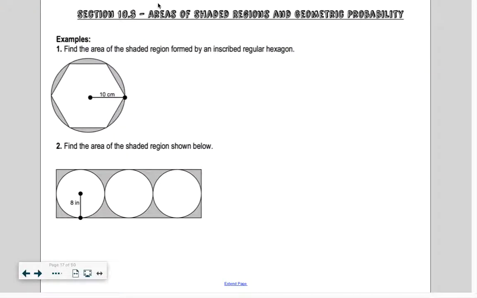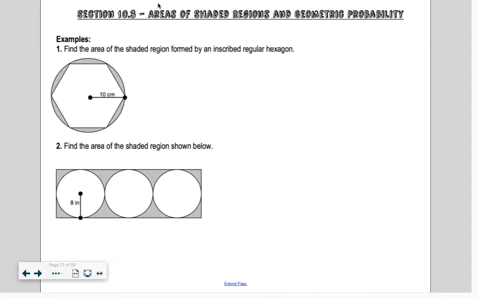10.3 is on areas of shaded regions, and then we're going to go a step further and find the probability that something lands in those shaded regions, okay? So it says find the area of the shaded region formed by the inscribed regular hexagon. Okay, so we've found areas of hexagons, we've found areas of circles. Now we're going to do the area of the circle minus the hexagon.